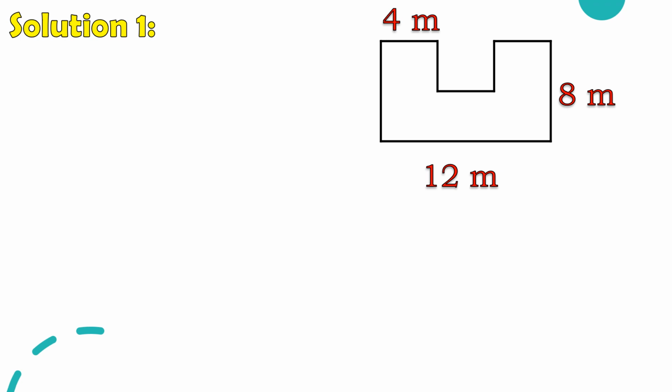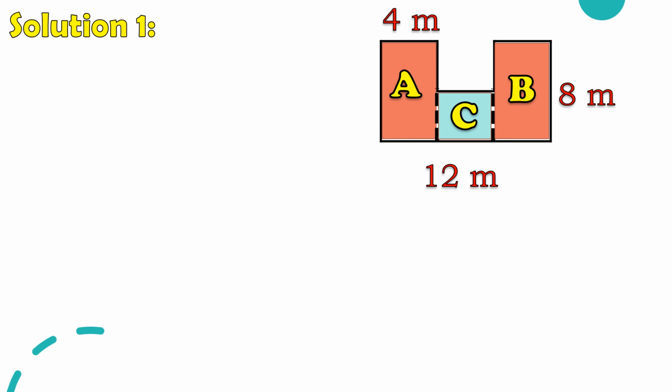Gawa tayo ng imaginary line here. So meron tayong tatlong figures. So let us label the shapes rectangle A, rectangle B, at ang isa ay square C. Then, proceed tayo. So may label na siya. So let us find the area of the figures.